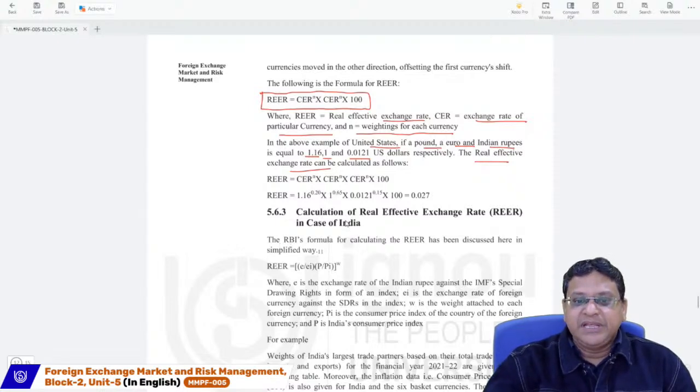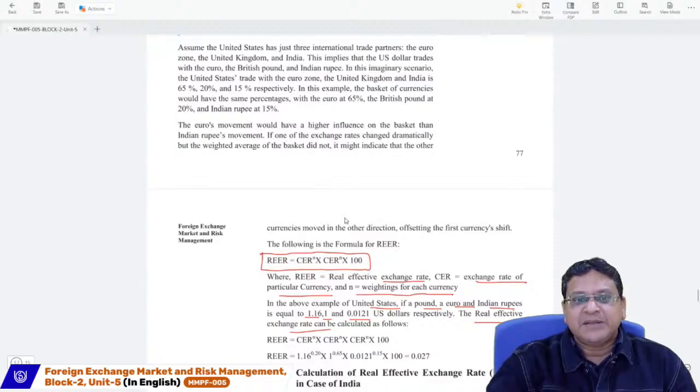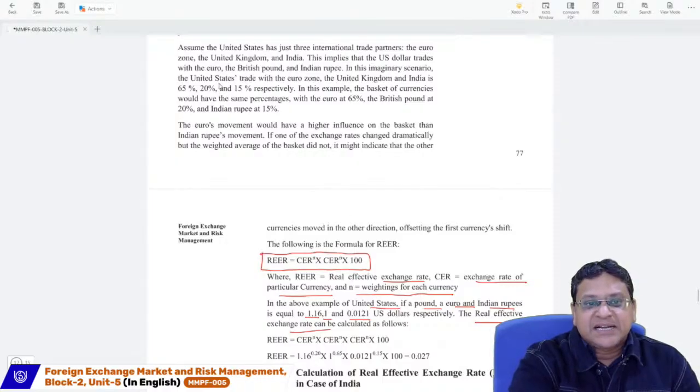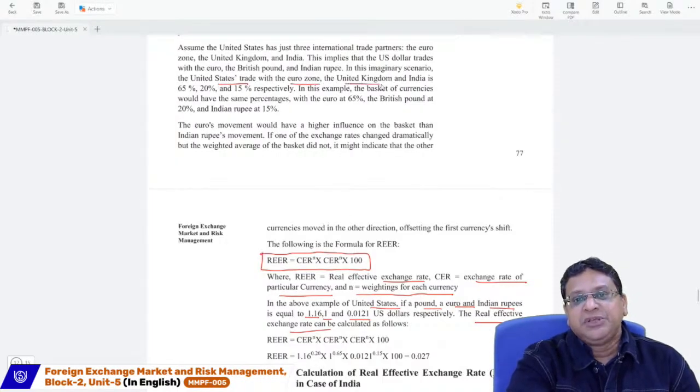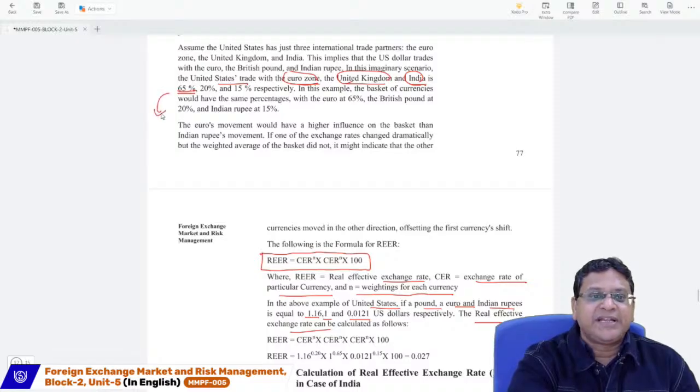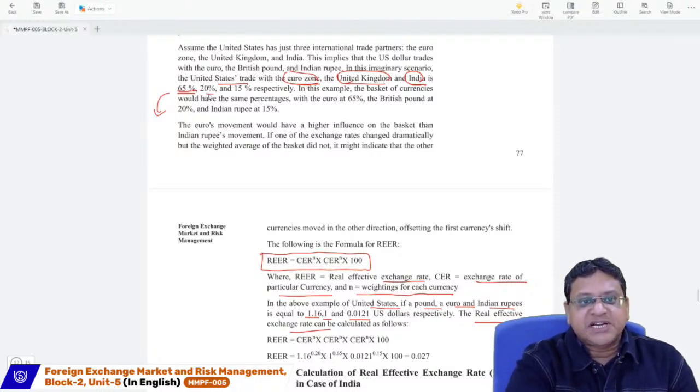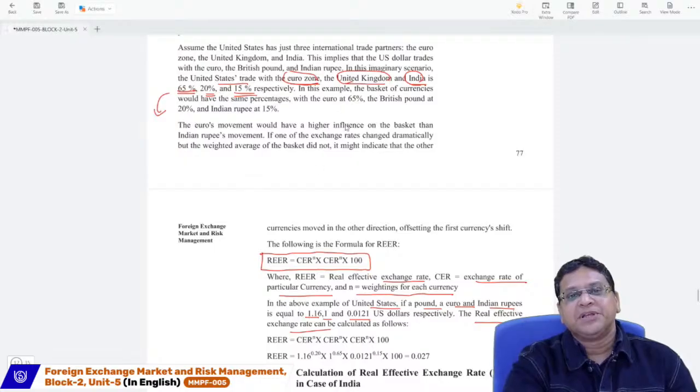How to find out the effectiveness of a country? The effectiveness of a country depends upon the trading volume. Suppose US has trading volume with Eurozone, UK and India. US trade with Eurozone is 65%. So its weight is 0.65. With UK, it trades 20%. So its weight is 0.20. And with India, its trade is 15%. So its weight is 0.15. So the weights are the percentage of trade a country does.